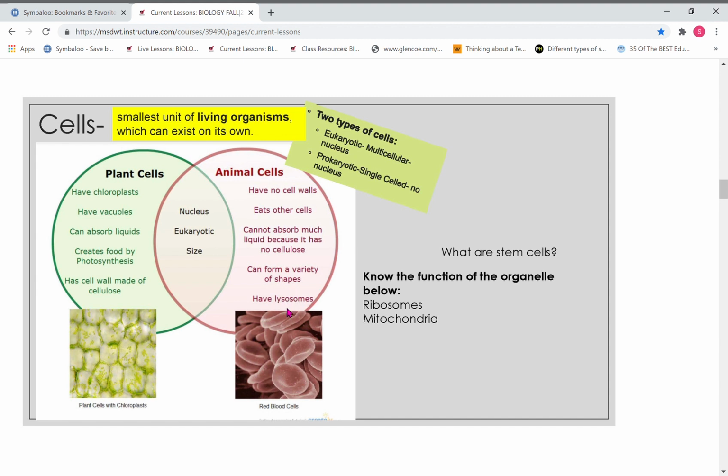Lysosomes are the trash picker-uppers. They go around and pick up the dead parts of the cell or cells that are no longer functioning correctly. They're kind of the housekeeper.